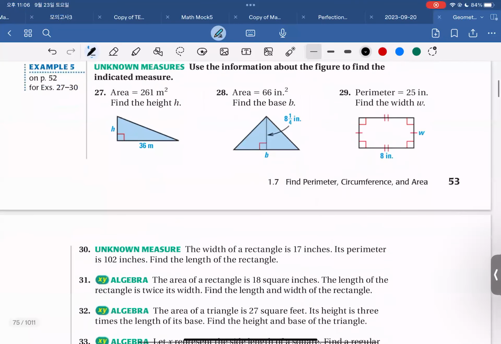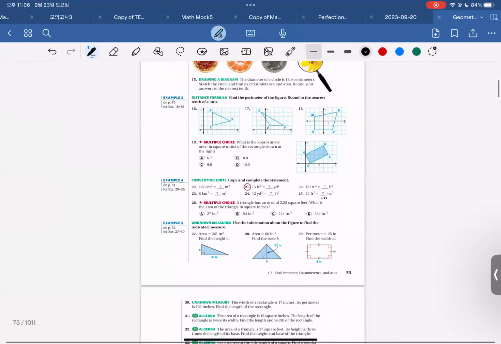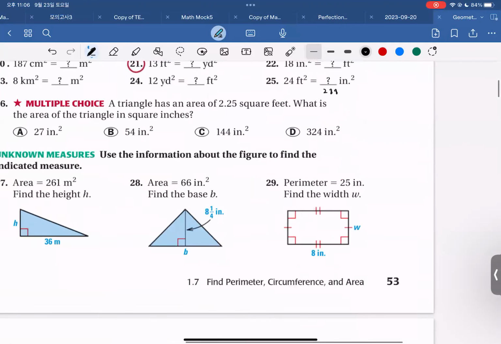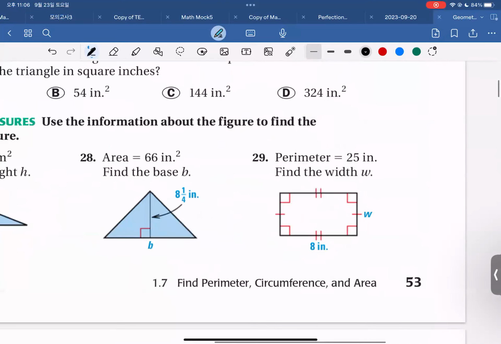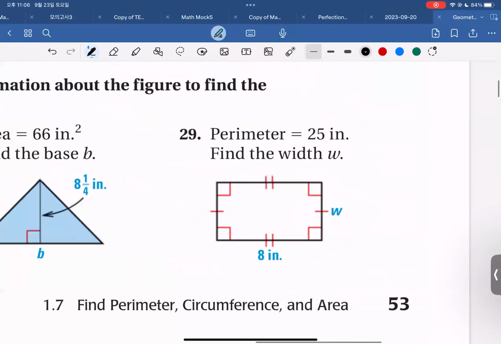But let's lastly look at a bit more challenging questions. So let's look at just 29. It says use the information about the figure to find the indicated measure. So we know that the perimeter is 25 inches, and you're trying to find the width W. So what's the perimeter for rectangles? It was 2L plus 2W, right?